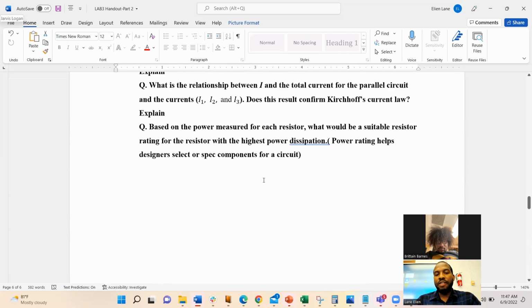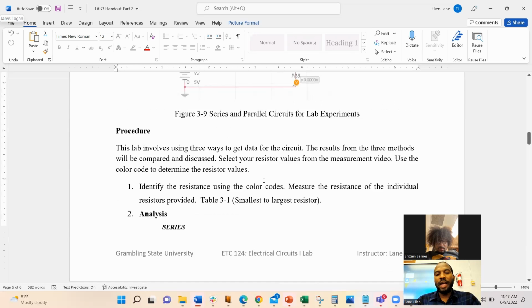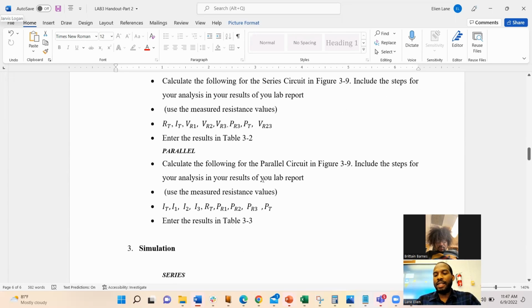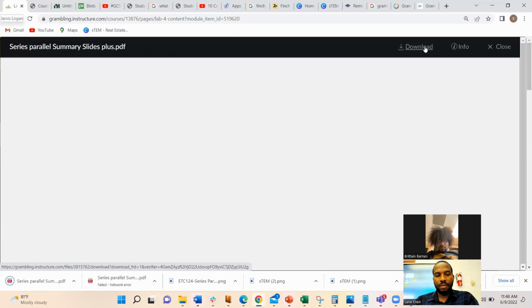So the first part talks about the series circuit. And here it asks you to do analysis for the series circuit. What is analysis? This is where you use all the equations that govern the circuit to calculate the unknown values. Now, I did give you a resource for that. That resource, I'm going to highlight it.